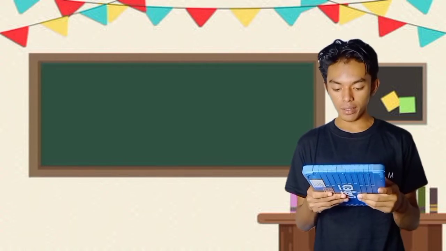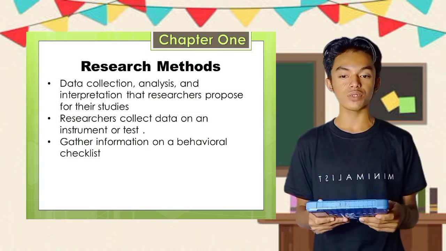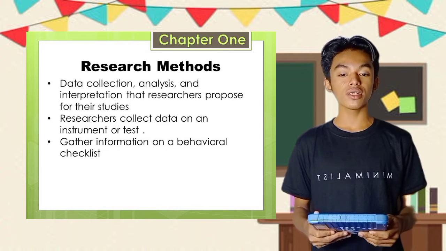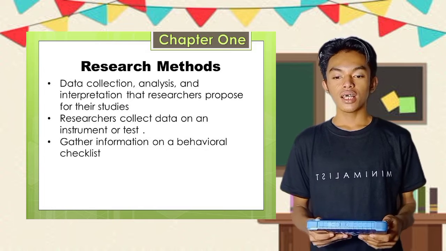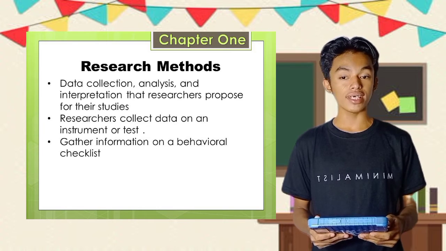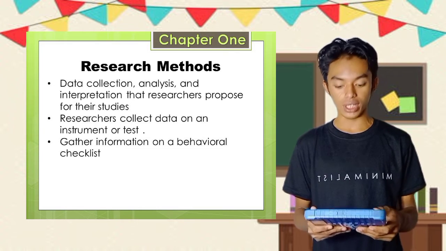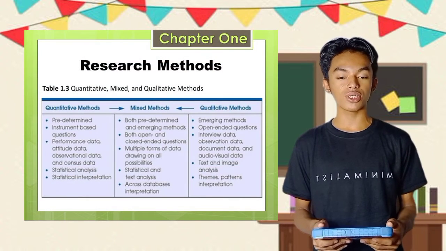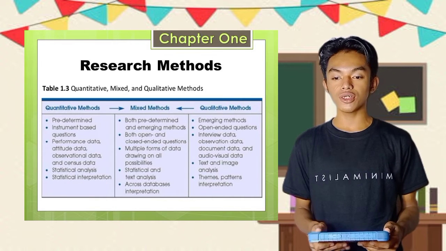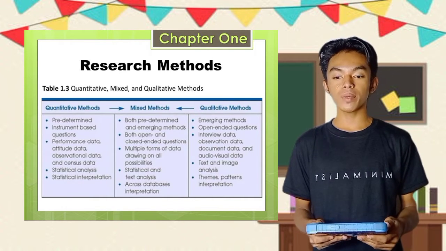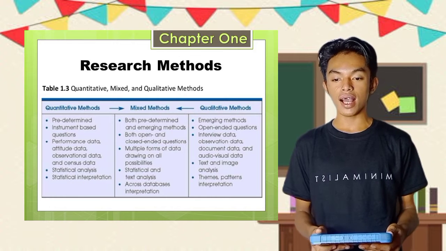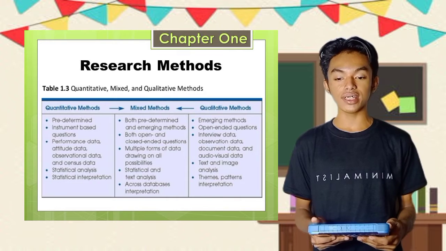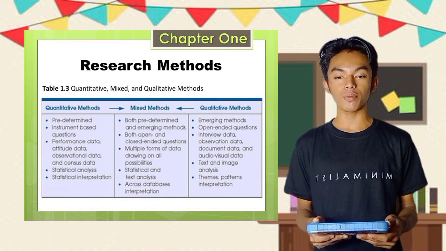So the third major element in the framework is the specific research methods. It also means data collection, analysis, and interpretation that researchers propose for their studies. The researchers collect data on instrument or test and gather information on a behavioral checklist. Table 1.3 shows the quantitative, mixed, and qualitative methods. So in quantitative methods, it's predetermined, instrument-based questions, performance data, attitude data and observational data, and census data. It also includes statistical analysis and statistical interpretation.